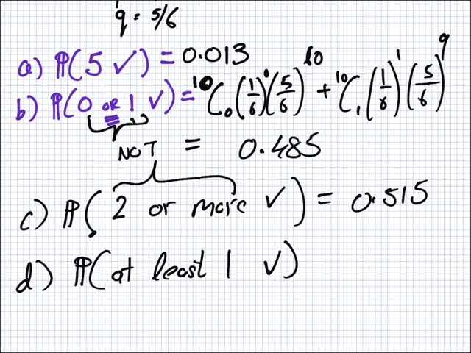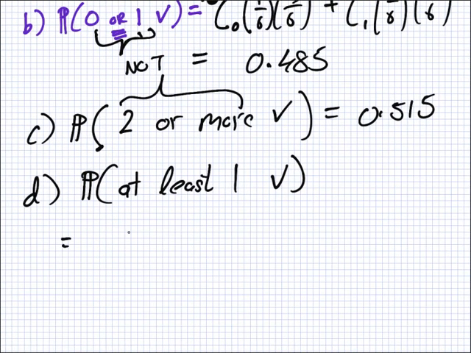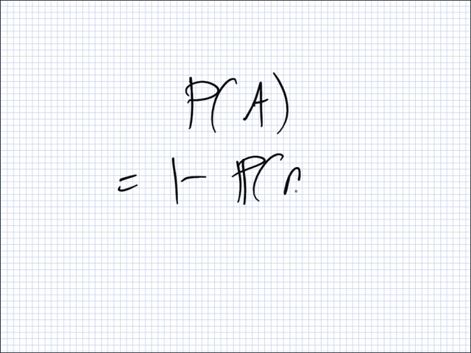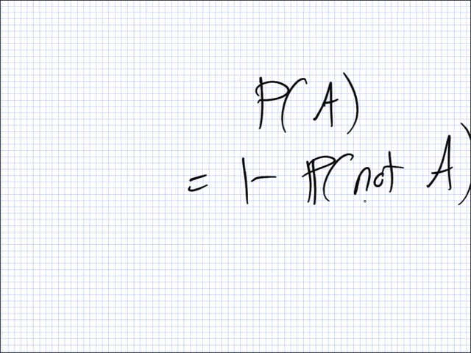The trick here is to realize at least 1 success is the same as saying 1 or more. And you can do the not trick here. You can say this is equal to 1 minus the probability of not 1 or more. Now watch, I'll just write that on the side. If you have A, you can say that's equal to 1 minus the probability of not A. Are we all agreed with that, right? Yes? So that's all I've done here.